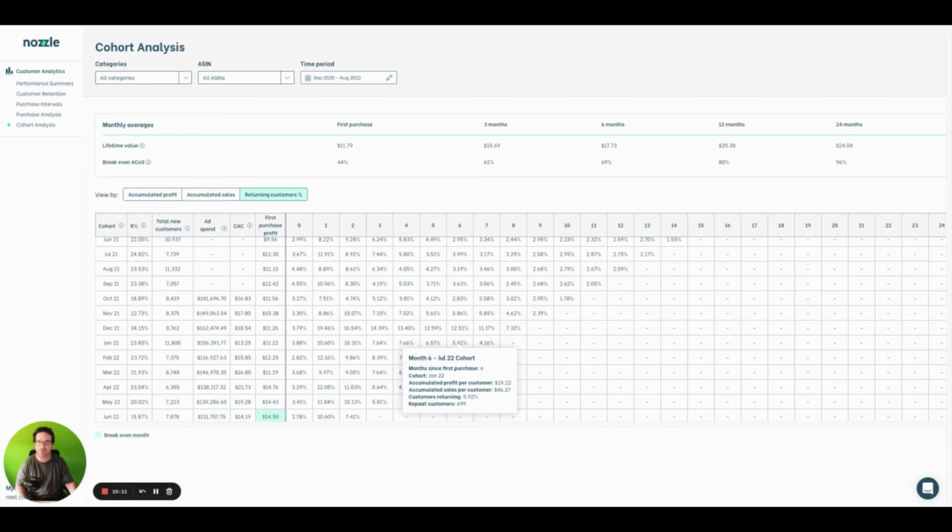So that's what the percentages mean there. A few other things to cover. So the R percentage is the repeat order rate percentage. So this is just saying let's take another month here. Let's take October 21. Of the 8,419 new to brand customers that first bought from us in October 21, 18.89% of them have bought at least twice. So that's just the repeat order rate 2 or more times for that particular cohort.